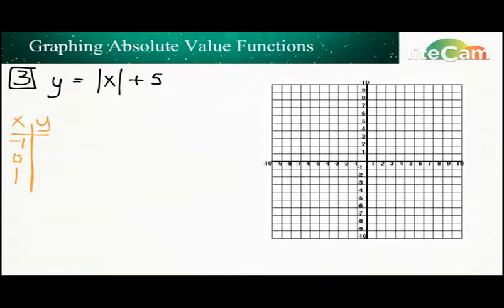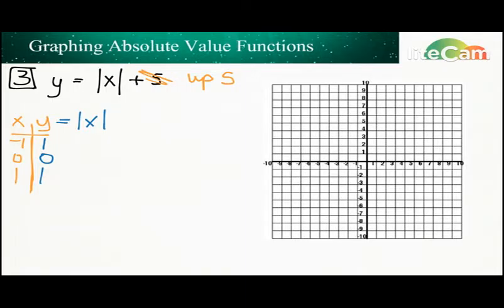Okay, again, I'm going to take out the 5. I know that in the end, I'm going to go up 5. So I am still going to use my absolute value, and I'm going to put in -1, which is 1, 0 is 0, and 1 is 1. Okay, so I can go plot those.